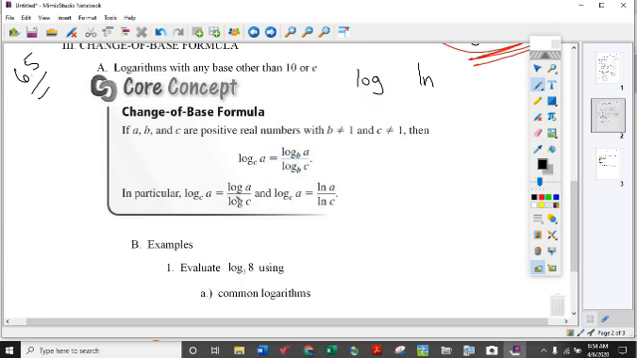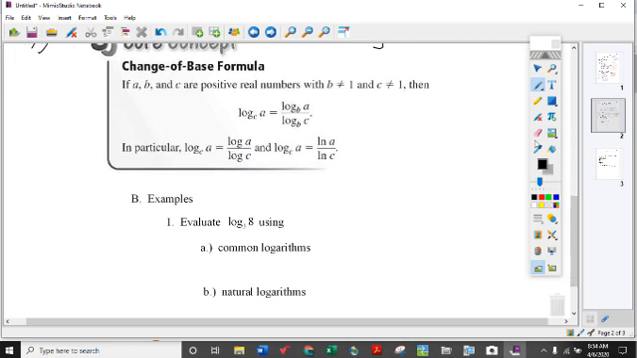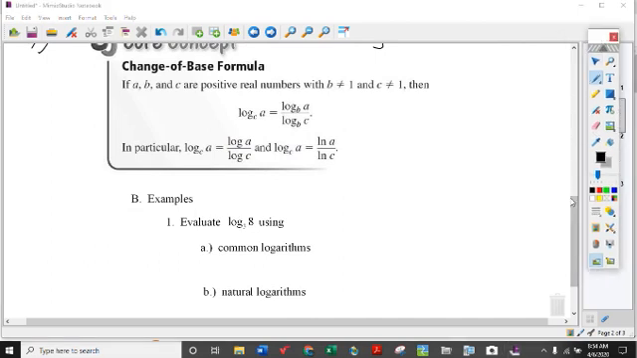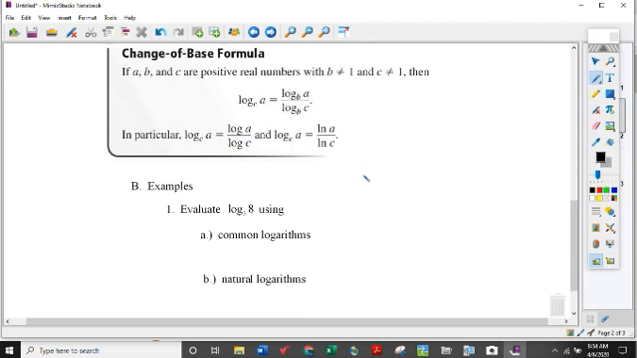So in particular, we can evaluate log base C of A by using the common log, log of A over log of B, or natural log of A over natural log of B. Again, I would like you to try this on your homework, but I'm also going to show you how to do it with the calculator. So looking down at example number 1, and you can use either common logs or natural logs, you'll see it gets you the same result.